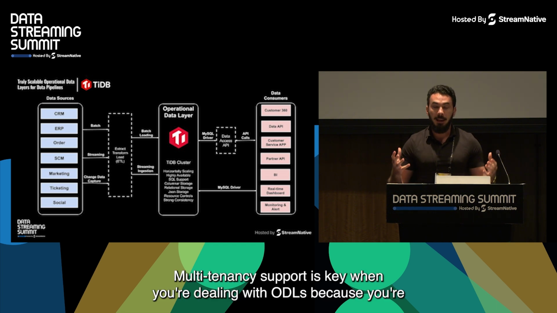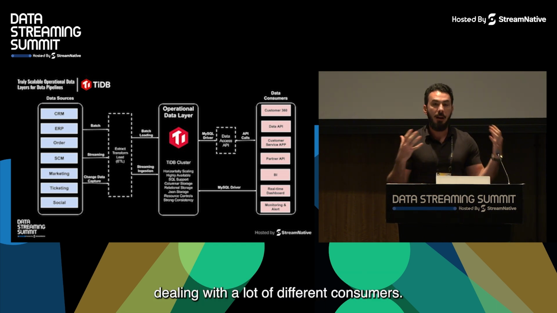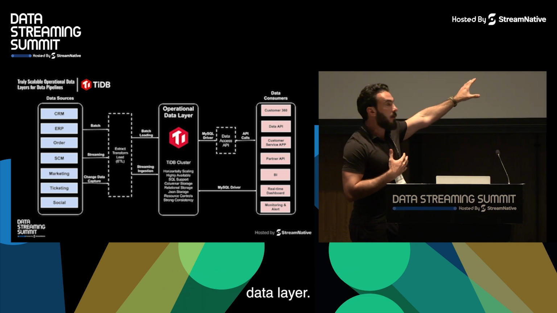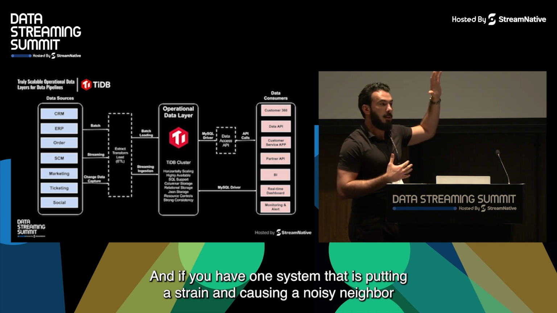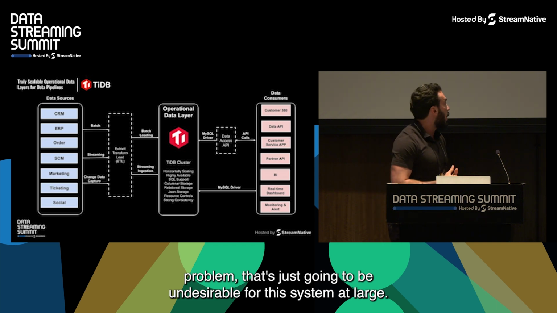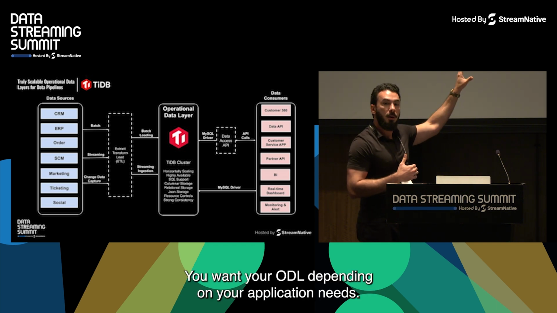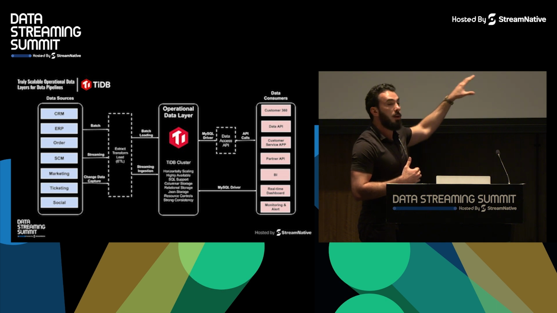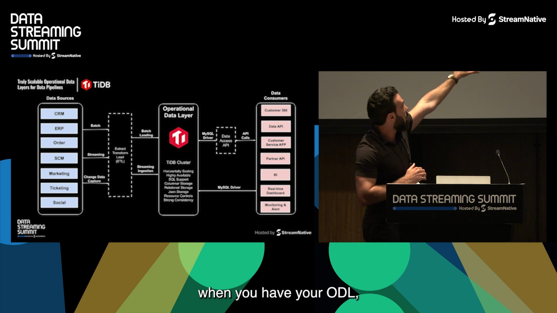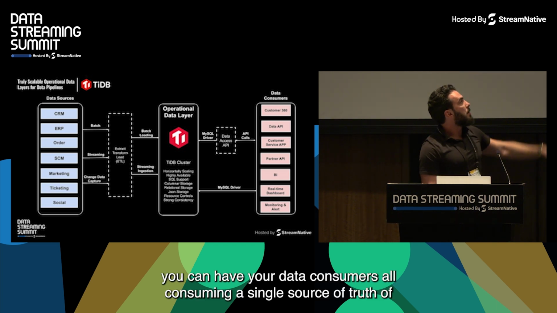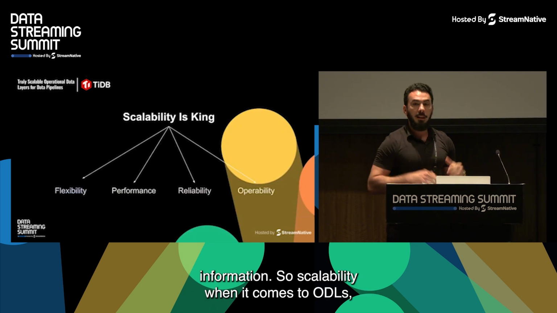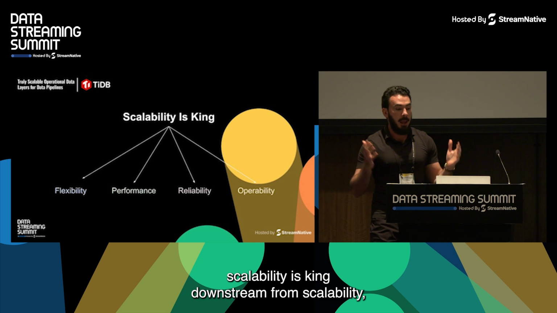Multi-tenancy support is key when you're dealing with ODLs because you're dealing with a lot of different consumers. You're dealing with a lot of different applications, all accessing your online data layer. And if you have one system that is putting a strain and causing a noisy neighbor problem, that's just going to be undesirable for the system at large. And it's also strongly consistent. Depending on your application needs, you want your ODL to be strongly consistent. And then finally, when you have your ODL, you can have your data consumers all consuming a single source of truth of information. So when it comes to ODLs, scalability is king.